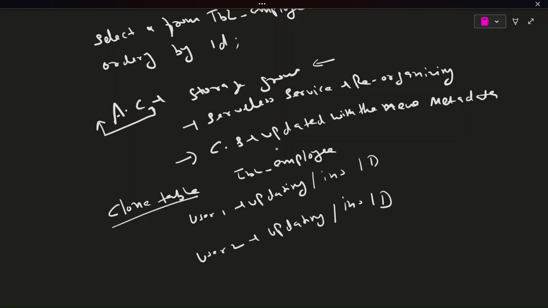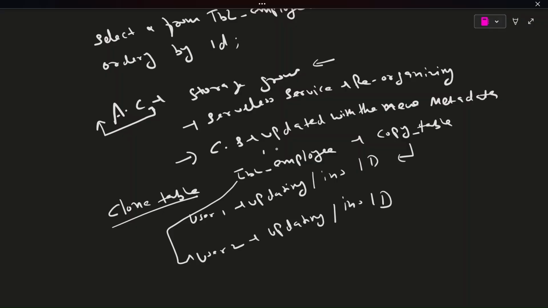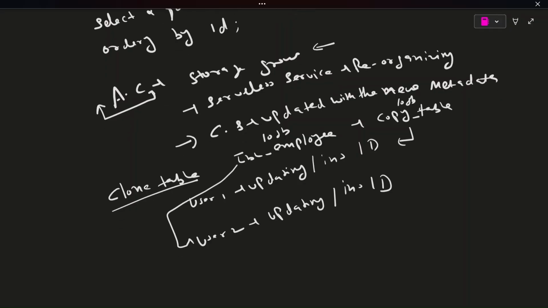So in a normal scenario, you will create a copy of this table, correct? You will tell user 1 to use this employee table, and user 2 can use the copy table, so both can do testing. But the problem is, let's say this is 10 GB and this is also 10 GB, which means I am consuming 20 GB of storage. But that is not the case in Snowflake.